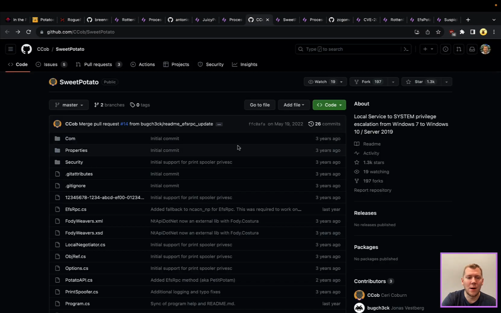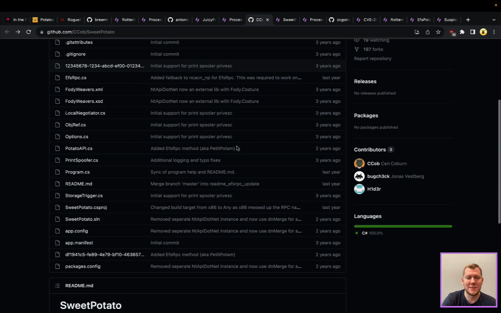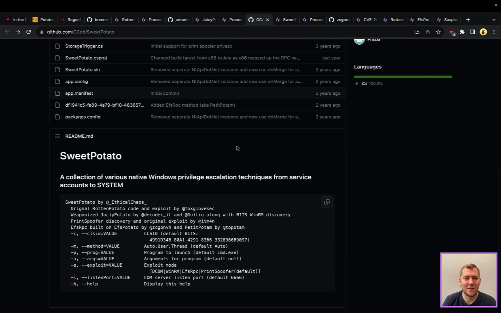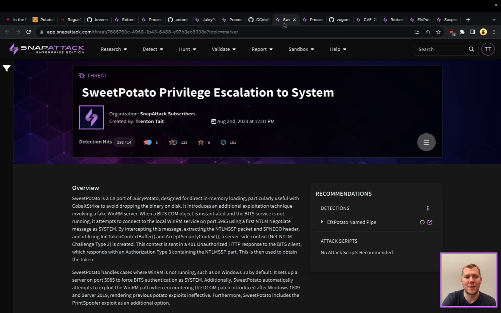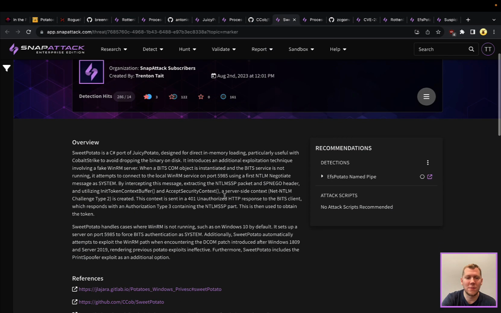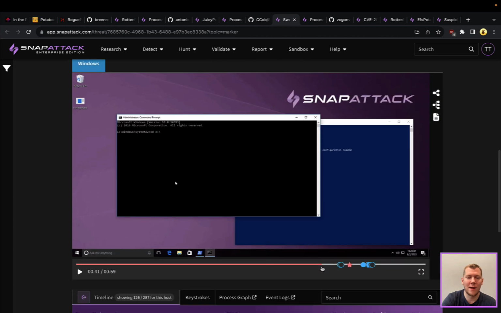Another one, SweetPotato. This is interesting because it is a collection of multiple exploits. You're going to see a couple here. So they've got some different modes for DCOM, WinRM, EFS RPC, which is the PetitPotam, and then a print spoofer, which is the default mechanism, which is what we're going to use in our captured threat here. So we do have a SweetPotato example here. We can go ahead, we can run that.